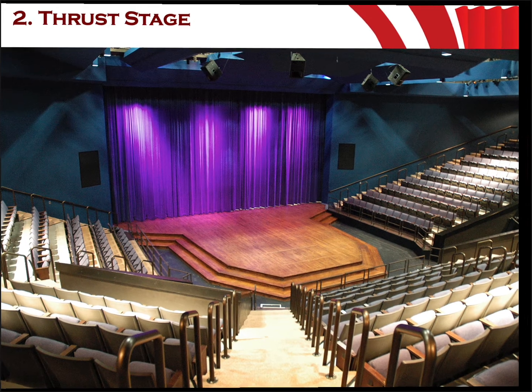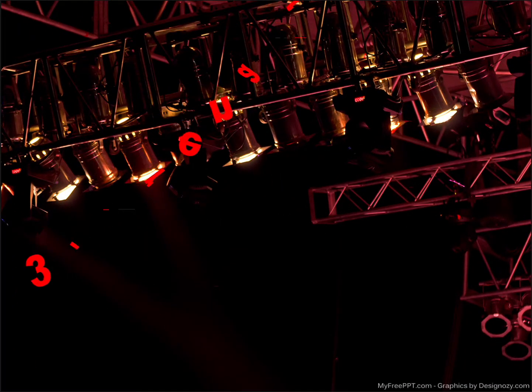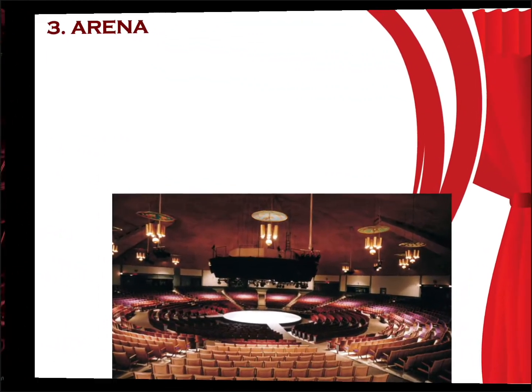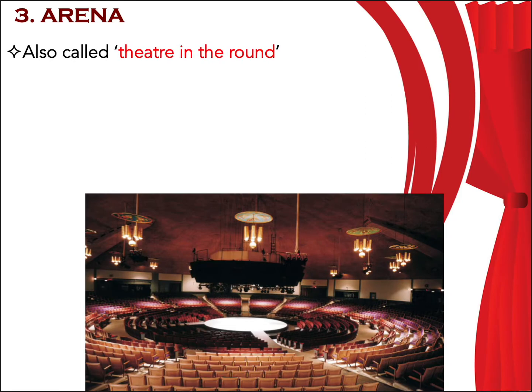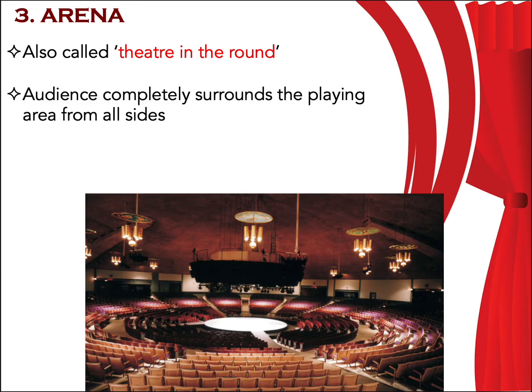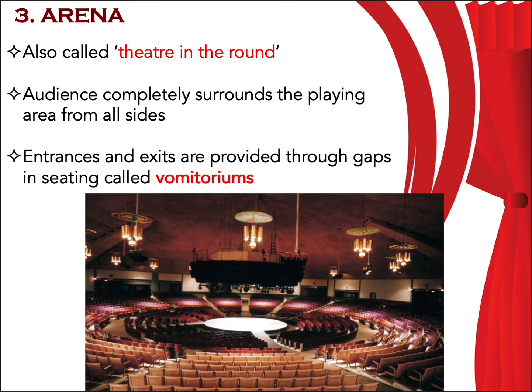So moving quickly along onto our next formal theatre space, which is the arena. Now, as you can imagine, arena is also called theatre in the round, and this is because the audience completely surrounds the playing area from all four sides. This image shows you a circular arena, however, more square arenas are pretty common as well. The entrances and exits are provided through gaps in the seating called vomitoria. You can't have entrances and exits anywhere else unless you probably go through the ceiling or something like that, right?